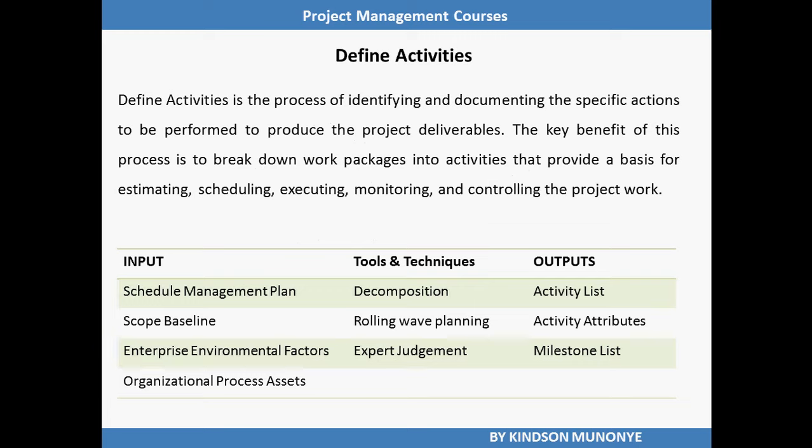There are 4 inputs to define activities. The first one is schedule management plan. Second, scope baseline, enterprise environmental factors, and organizational process assets. The tools and techniques used for defining activities are decomposition, rolling wave planning, expert judgment, and then the outputs are activity list, activity attributes, and milestone lists. Let's now take a closer look at these ITTOs so that it will become a little bit clearer.